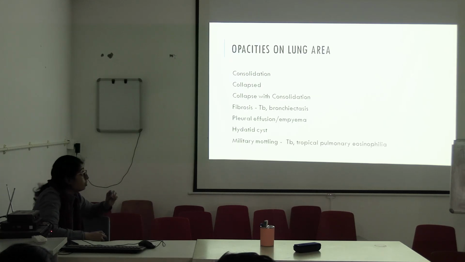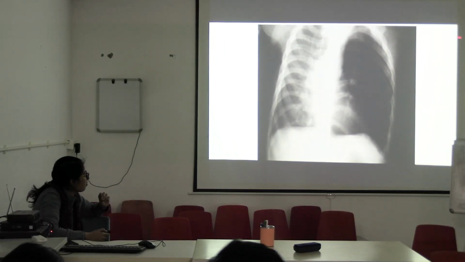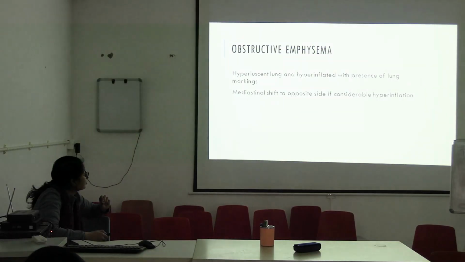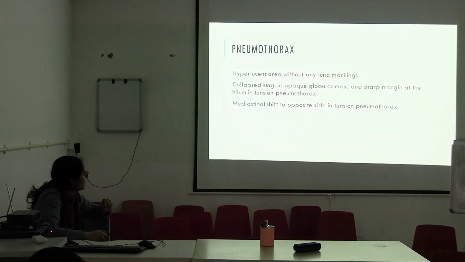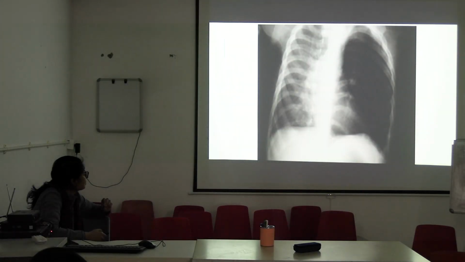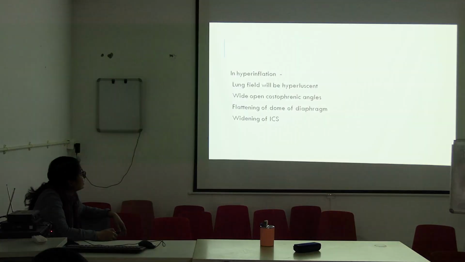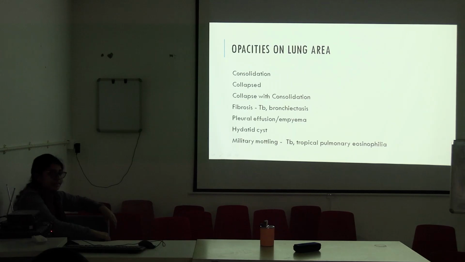Now we will talk about the opacities on lung. আচ্ছা এটাতেই বলি, hyperinflation. hyperinflation টা এখানে একটু difficult, because there is flattening of the dome of the diaphragm. This side is a bit flattened and there is also widening of the costophrenic angle. You can't see the intercostal spaces, therefore I cannot comment on them. Okay, but there is translucency.